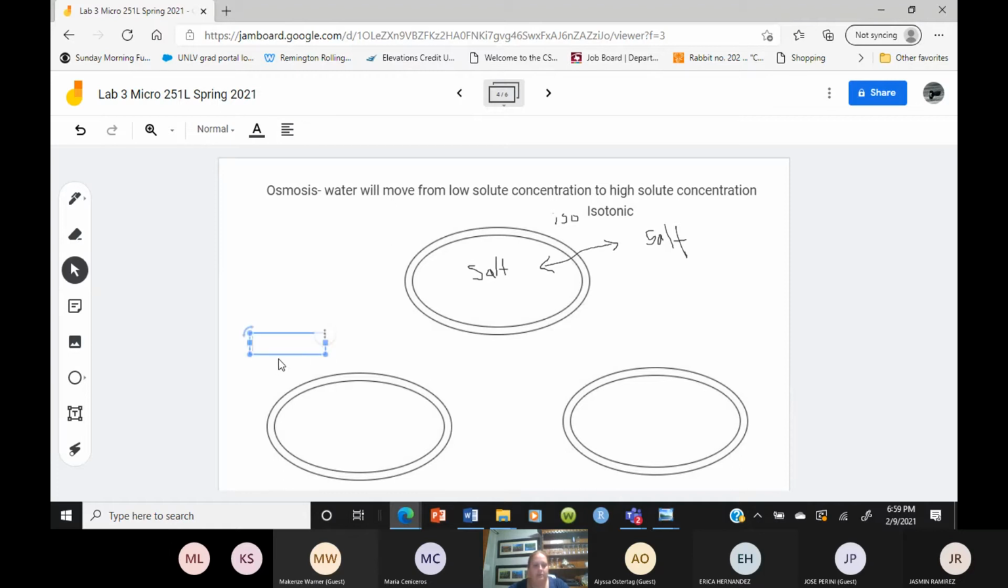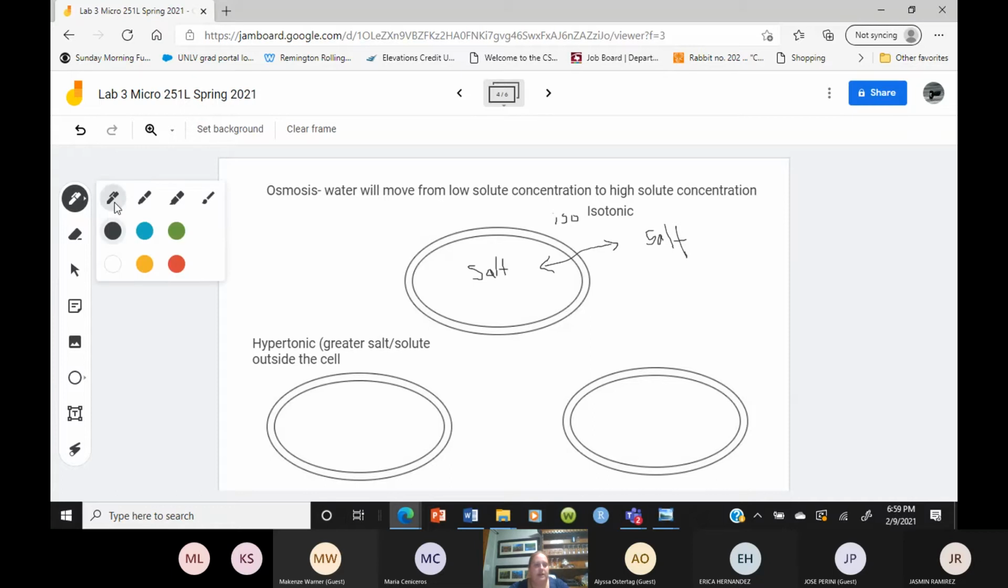Where you get different things would be in a hypertonic solution, where there's greater salt or solute outside of the cell. Let's see. Because there is greater salt outside of the cell, water always moves from low solute concentration to high solute concentration. So this is going to actually pull water from the cell to the outside of the cell.